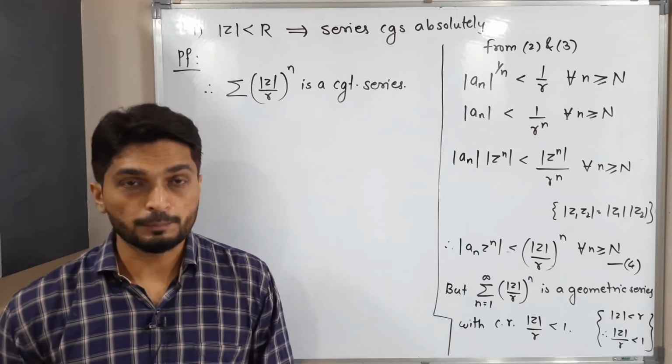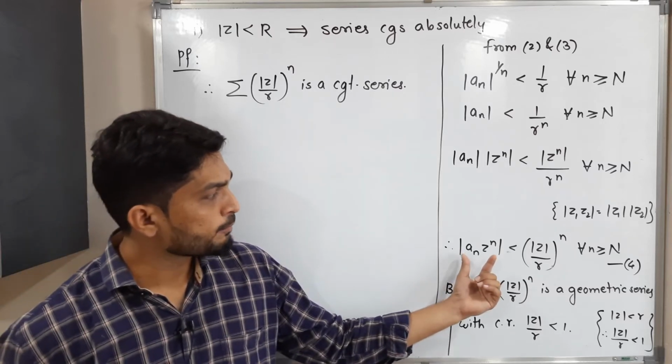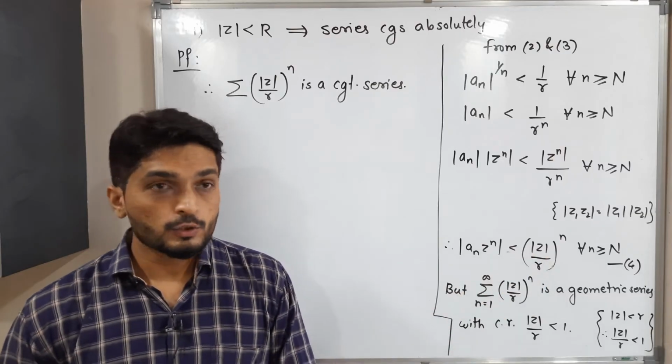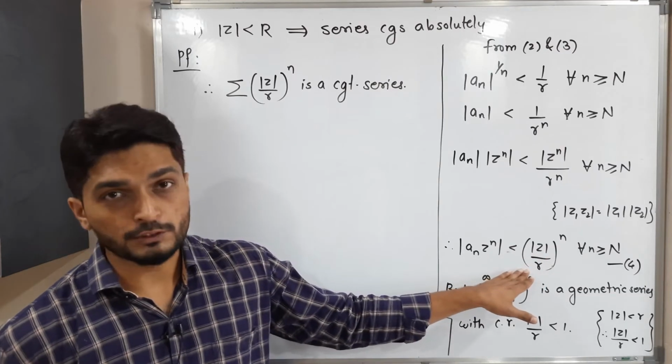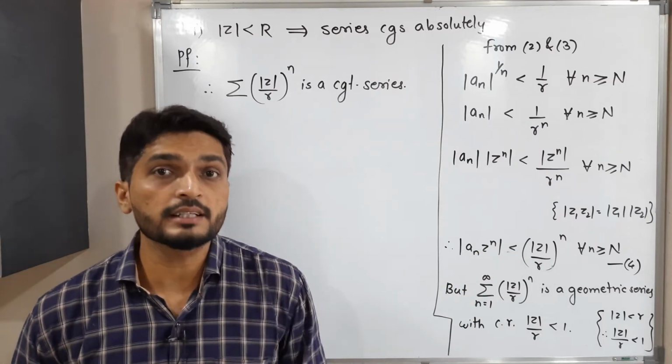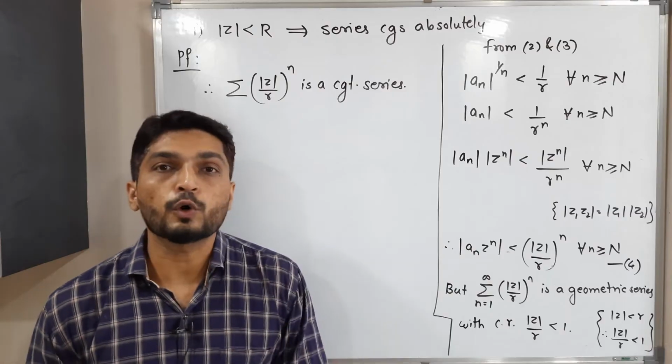This is our conclusion. But did you notice that |a_n z^n| is less than (|z|/r) raised to n? So this series is convergent and this term is less than that one. So definitely by comparison test we can say this is also a convergent series.